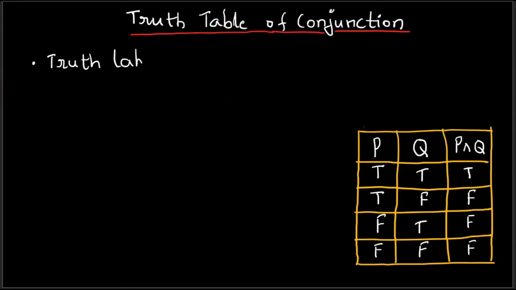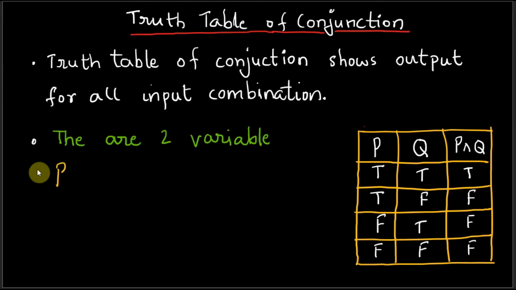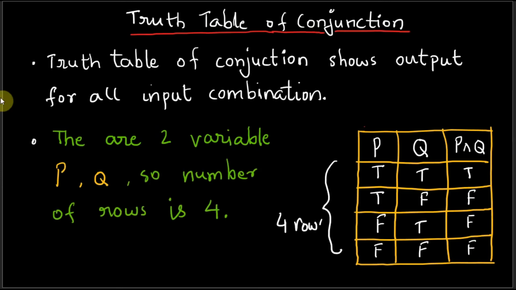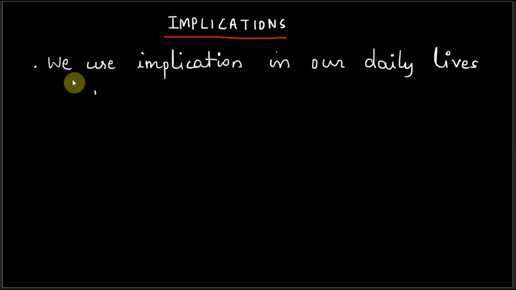It means the truth value of the individual statements P and Q must both be true. We can create a truth table for conjunction, which shows the output for all input combinations of P and Q. Since there are two variables, the number of rows is 4. The truth table shows that only when both P and Q are true is the result true, and all other cases are false. The implication is something we make all the time in our daily lives. Given some information, we arrive at a conclusion suitable to us.